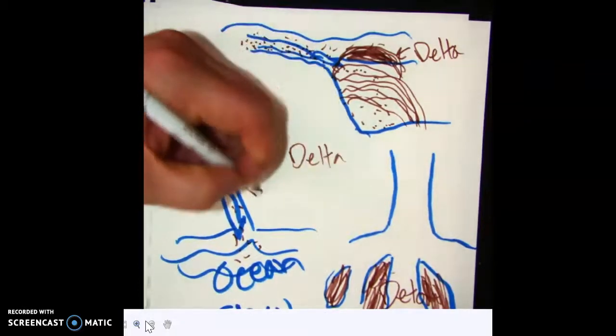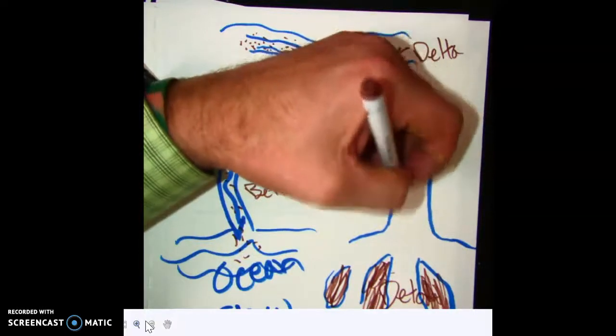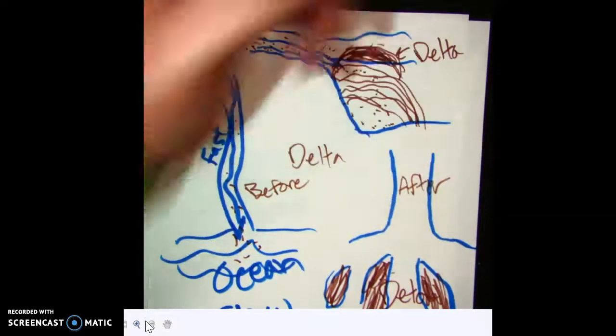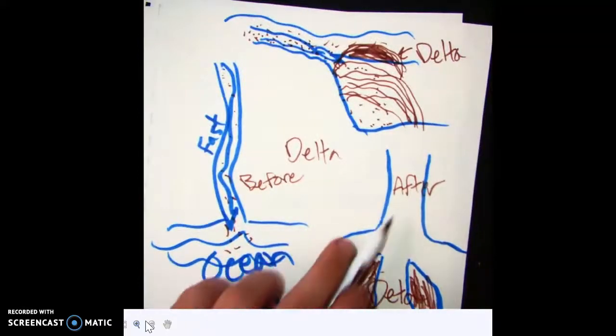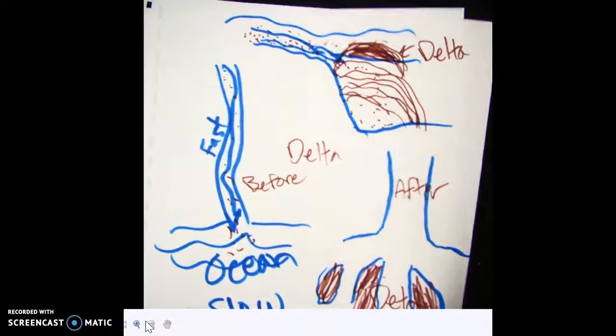This is before. This is after. And again, fast water to slow water makes it drop. Next one we're going to look at.